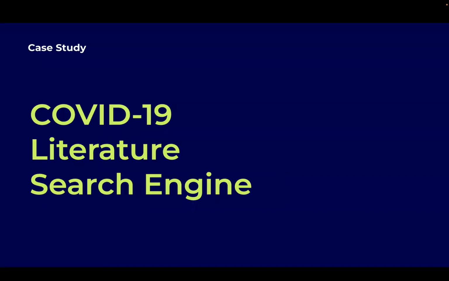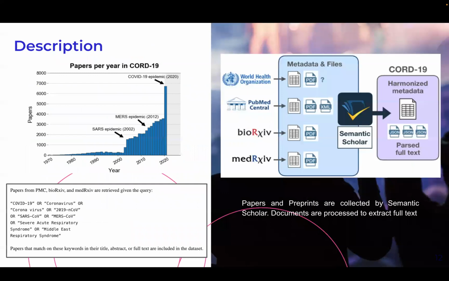Coming to the use case, the COVID-19 literature search engine. This is just the description: how many papers are present in that particular open source data set, and how they have filtered only COVID-19 based literature out of a very huge corpus of medical publications. At the bottom, you can see that based on these keywords, they are able to match and extract the title, abstract, and the full text of all the papers that are matching these keywords.